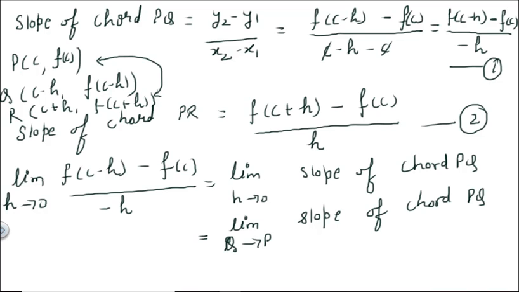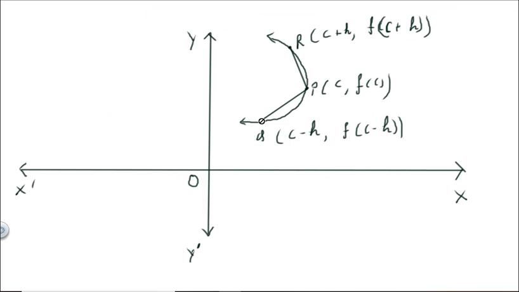Clear? I can show you this by the graph. Just to see here, the point Q, it is c minus h. h is a very small value. That means it is a very close point to P. So Q is a point which is just in the neighborhood. Q and R are the neighboring points very close to P.